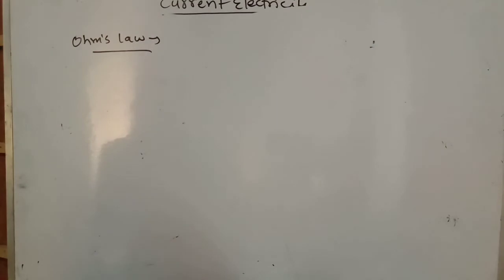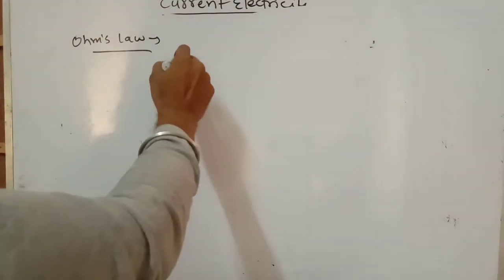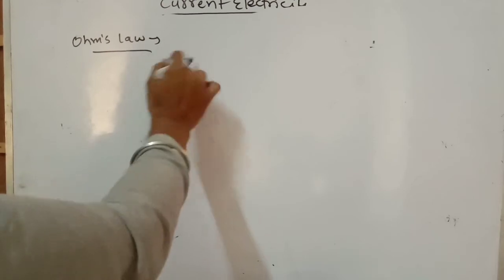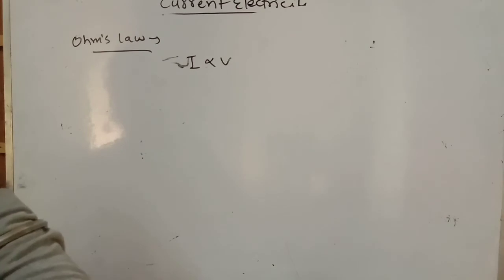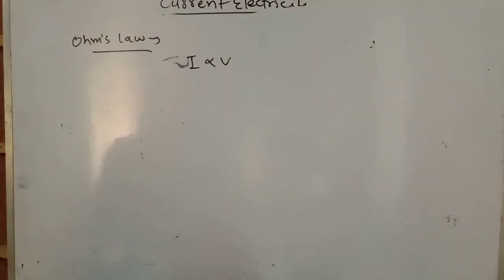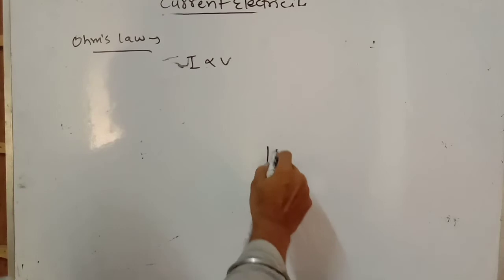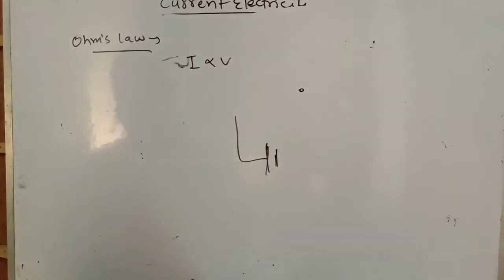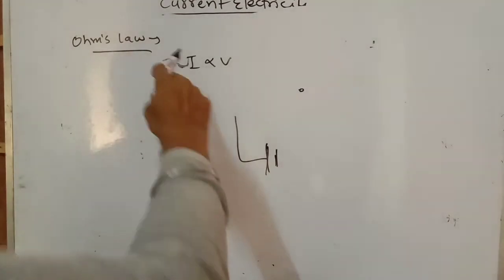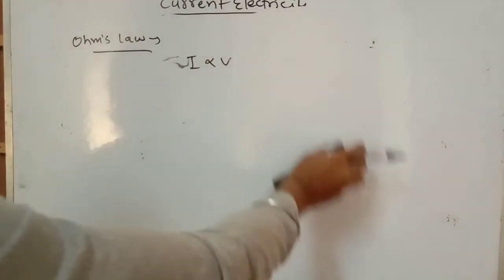Okay, so according to Ohm's law, I is directly proportional to V. That means when the potential across the conductor increases, the movement of electrons becomes fast, so the current electricity increases. When the potential across the conductor increases, the movement of electrons is very fast, so the amount of current electricity also increases.